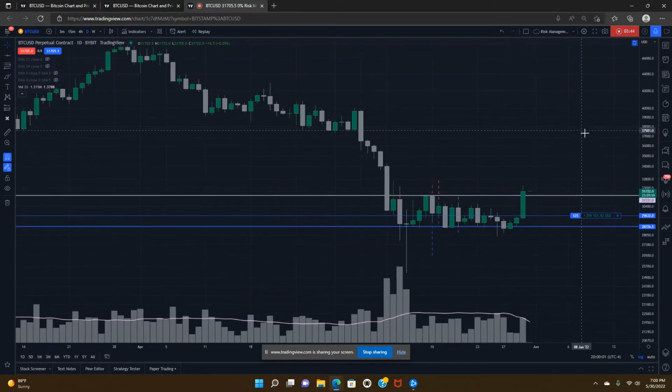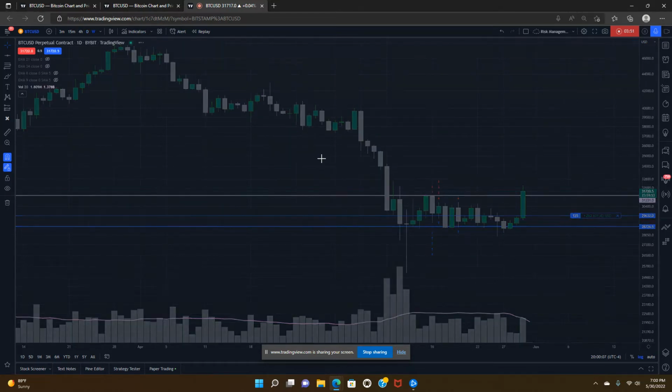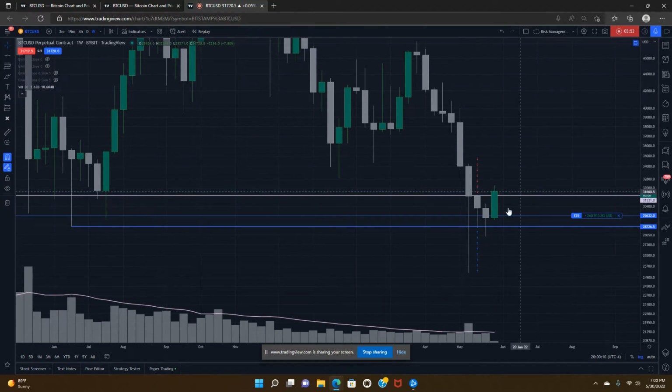Now, I took a trade in anticipation of this happening. And again, we just got our daily close here. That's also our weekly close. So there's a good deal of confirmation there that liquidity got ran. Big buyers stepped into the market.